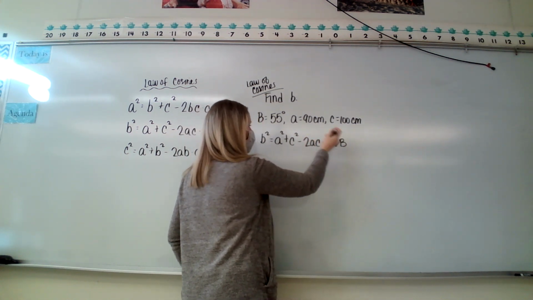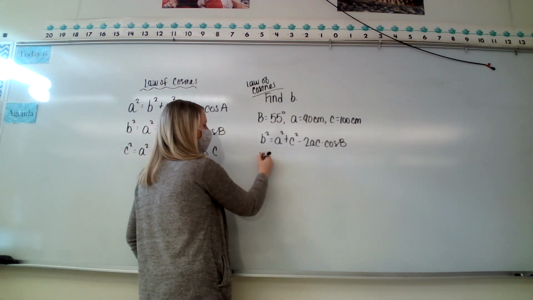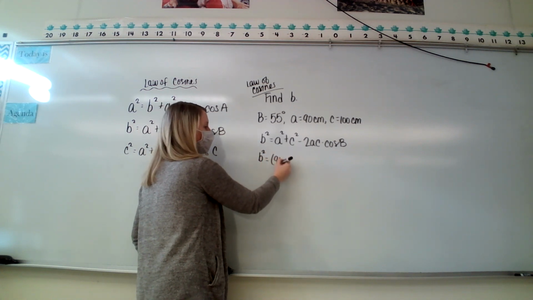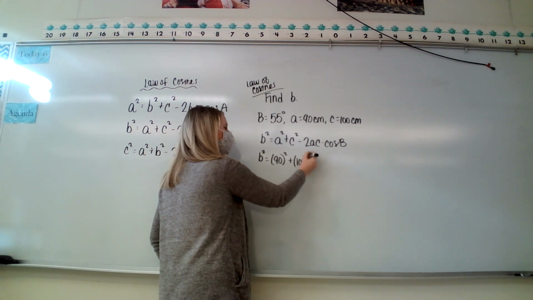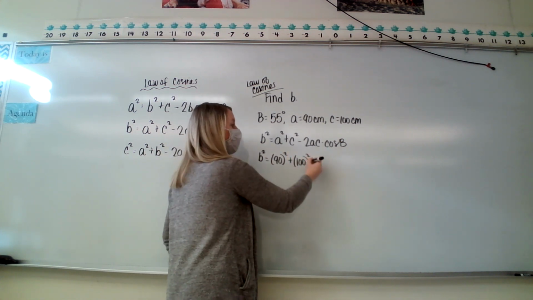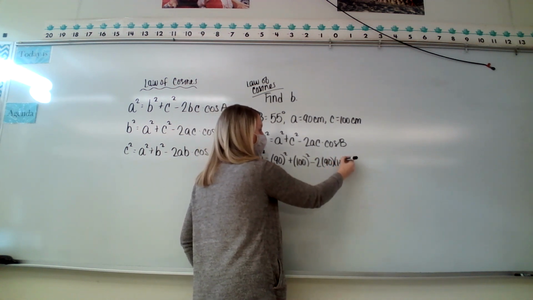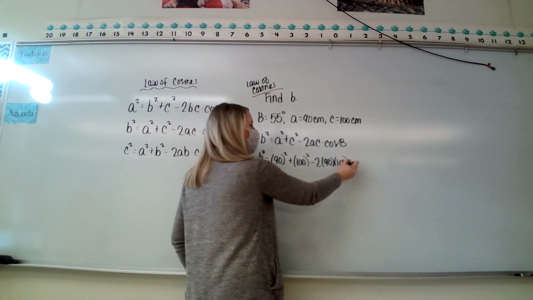See, they're all looking pretty similar. It just depends what letters you've got. So I'm going to plug in what I know. I don't know what B is, so that would be 90 squared plus 100 squared minus 2 times 90 times 100. Those get plugged in again. And then times cosine of 55.